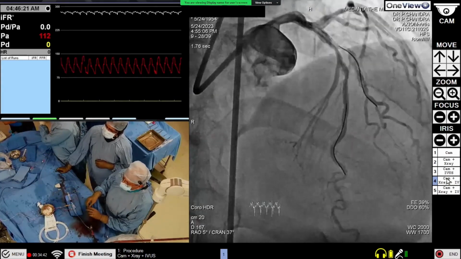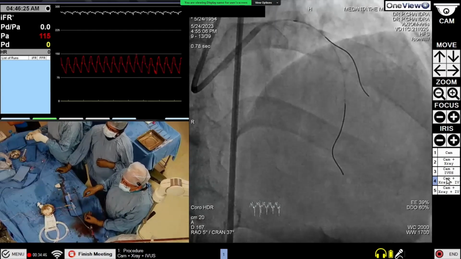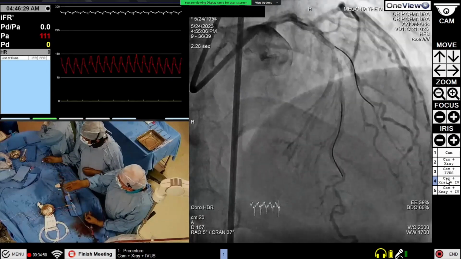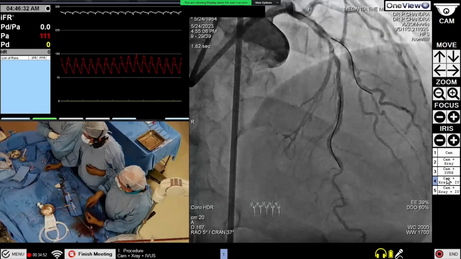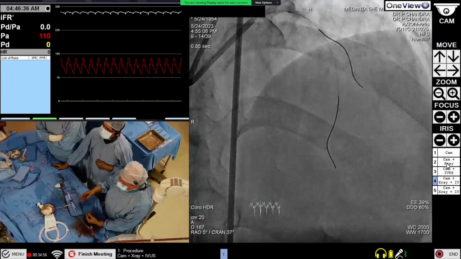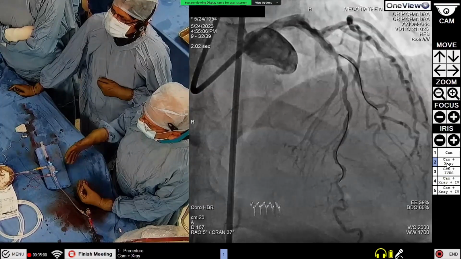There is no visible dissection and the vessel is open, but at one point it looks like there is some lesion, but IFR wise normal. So flow is good. Give me a 3 balloon. Wolverine. 3.15 should be good enough.